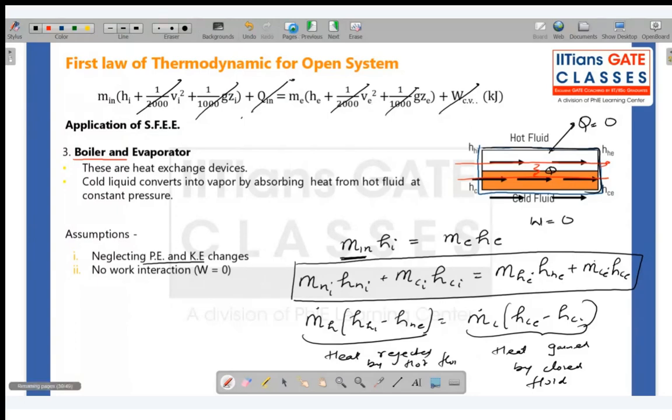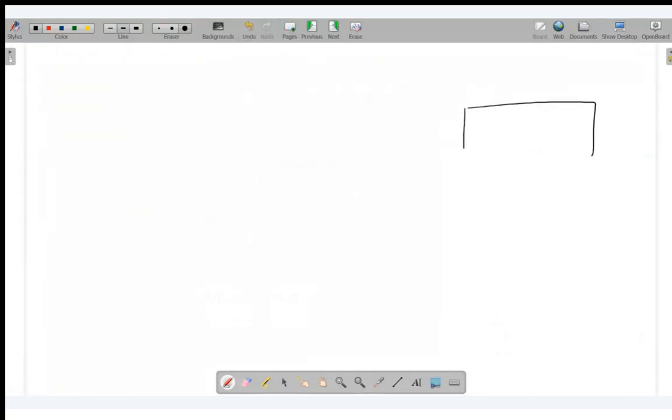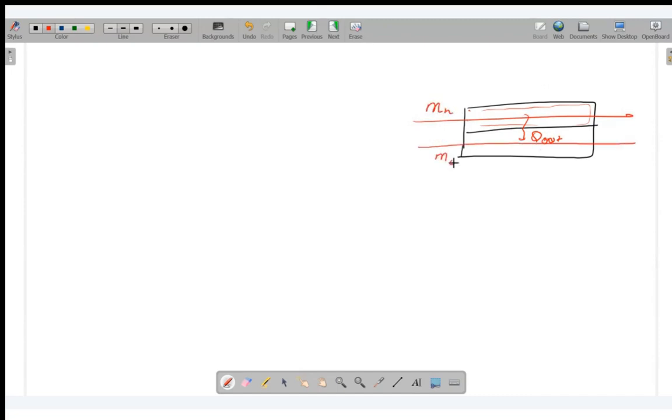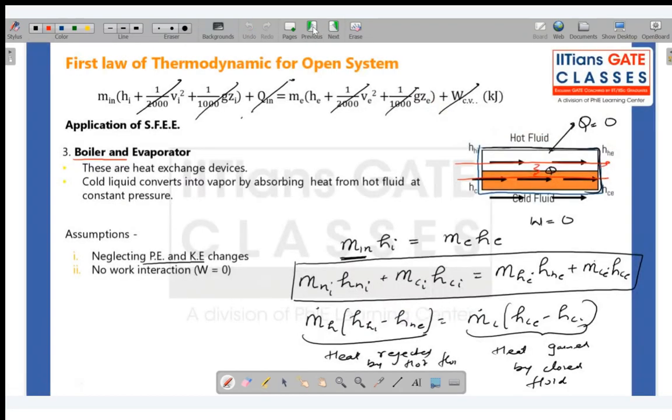Now let me take one more page, and say only this is my boundary, only the hot fluid is my boundary. So heat out is happening here from hot fluid to cold fluid, and hot fluid is coming in with m dot h, and cold fluid. So now what will happen?